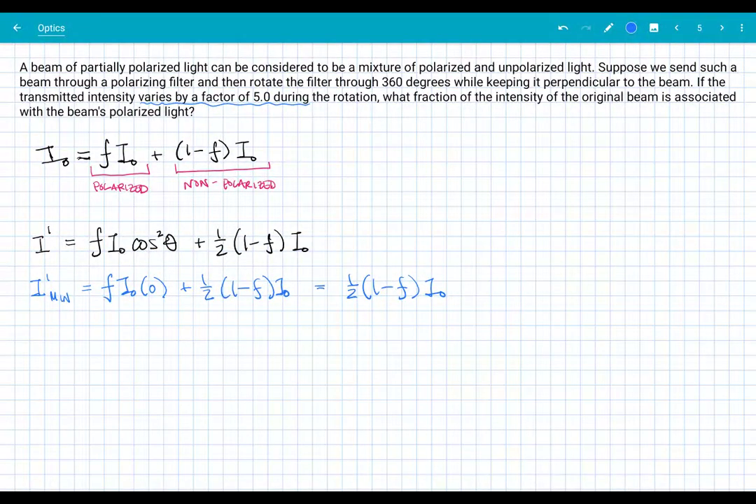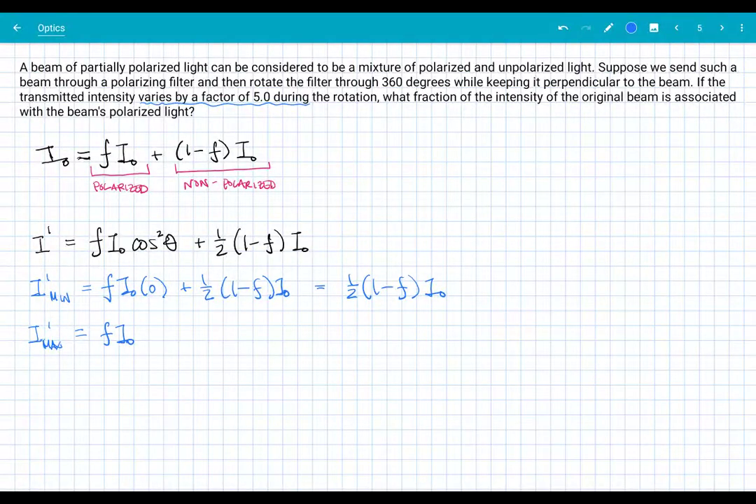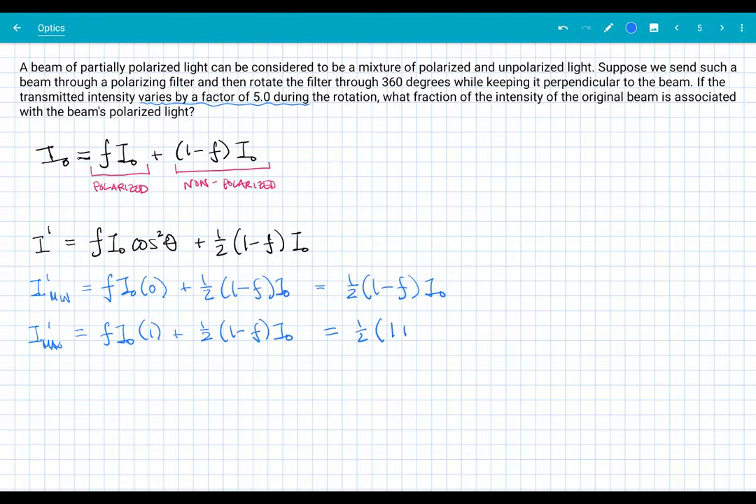That's our minimum intensity. And our maximum intensity occurs when the filter is aligned with the axis of polarization of the polarized light. And the maximum value of my cosine squared function is equal to 1. So what does that look like? F I naught times 1. It all gets through. And then we still have this 1 half that is just a constant. It's not changing, of the unpolarized light.